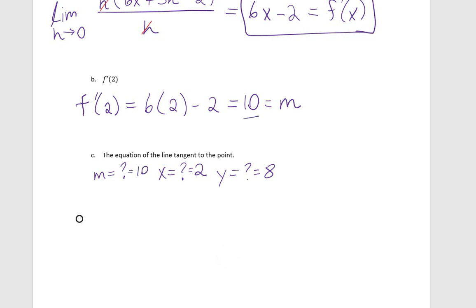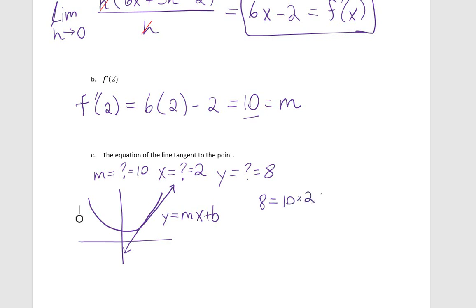Now my m value, well, I just found that in the last problem, that's going to be 10. So the equation for the tangent line is going to be a straight line. Our graph is going to be an upwards facing parabola. It's going to look something like this. Or no, it'll actually be at the origin, but whatever. So our tangent line is going to be a straight line, which means the equation for the tangent line is going to be y equals mx plus b. If we plug this information in, that gives us 8 equals 10 times 2 plus b, which means we can solve for that y-intercept.